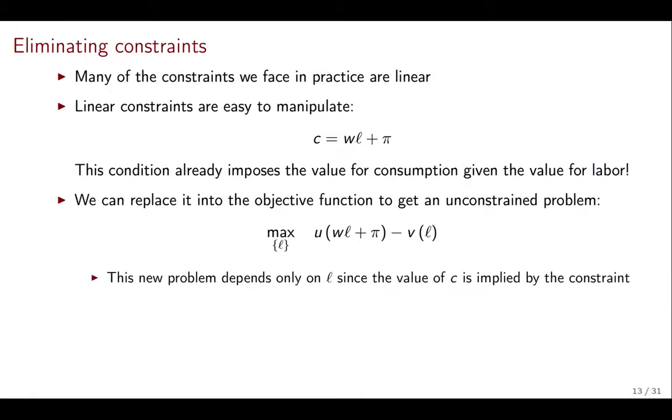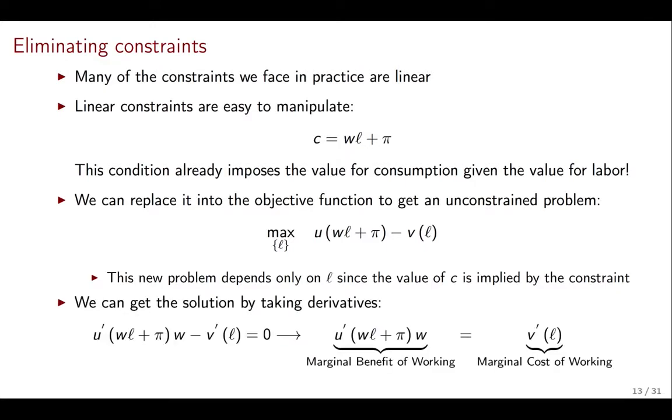And so we could just replace that. We can replace it into the objective and get an unconstrained problem. This new problem depends only on labor because the value of consumption is implicitly given by the budget constraint. And we can get the solution quite readily by taking derivatives.